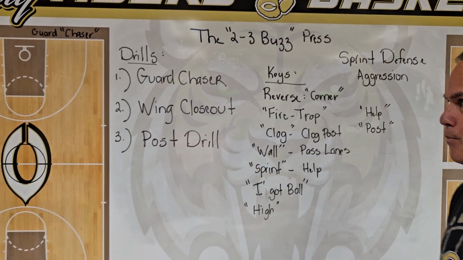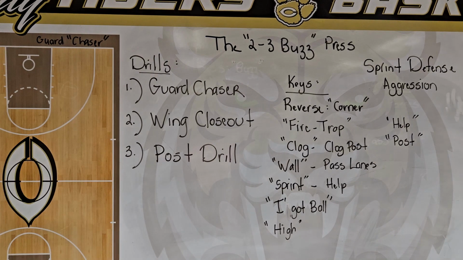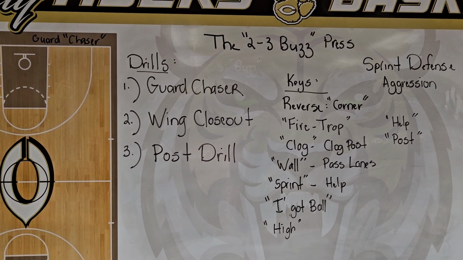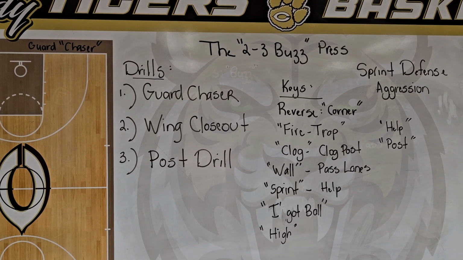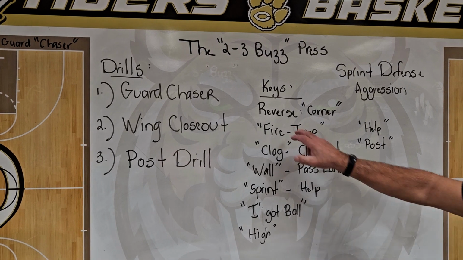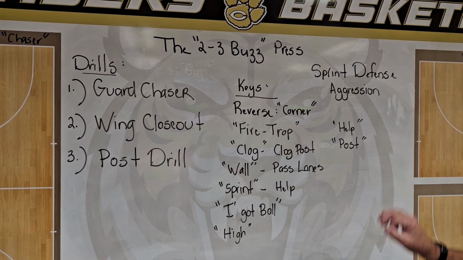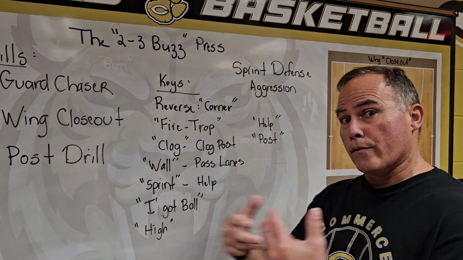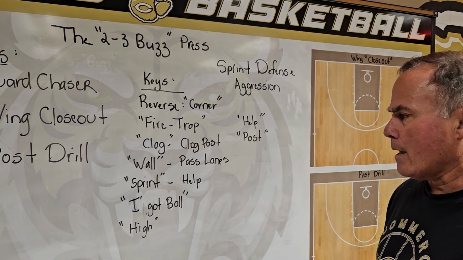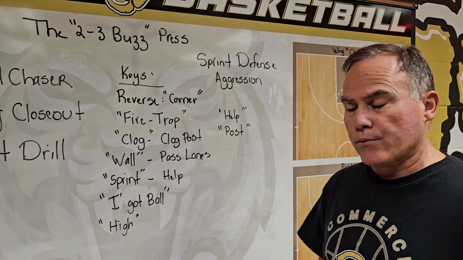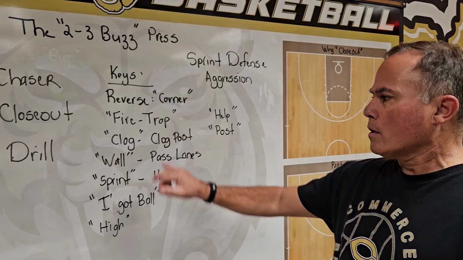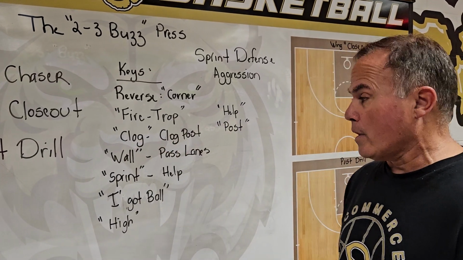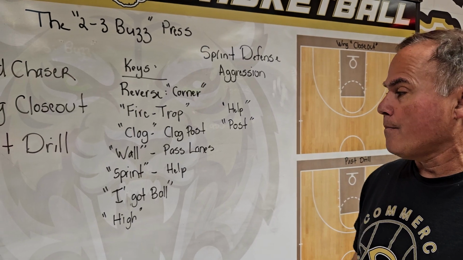Let's look at the chalkboard here. What we have here are some key terms that we use when teaching our defense. Number one is reverse. When the ball goes to the corner, we yell out reverse. All the players have to yell reverse so we know how to rotate. Fire is a trap. We like to trap the corners. Clog is we're going to clog the post area, and I'll show you that in a second.